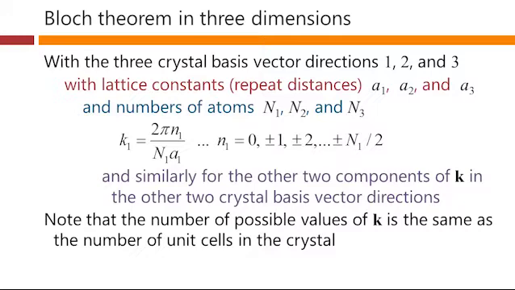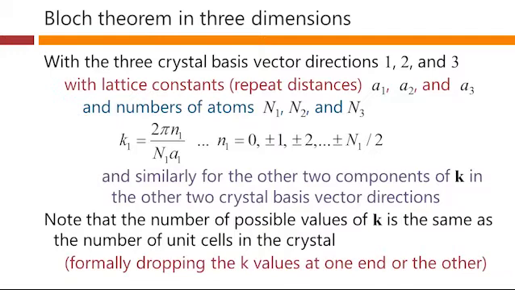Note, incidentally, that the number of possible values of vector k is the same as the number of unit cells in the crystal. Of course, we have to formally drop the one extra value at one end or the other of this list. But that's an important thing to remember. The total number of distinct vector k values is the same as the number of unit cells in the crystal.